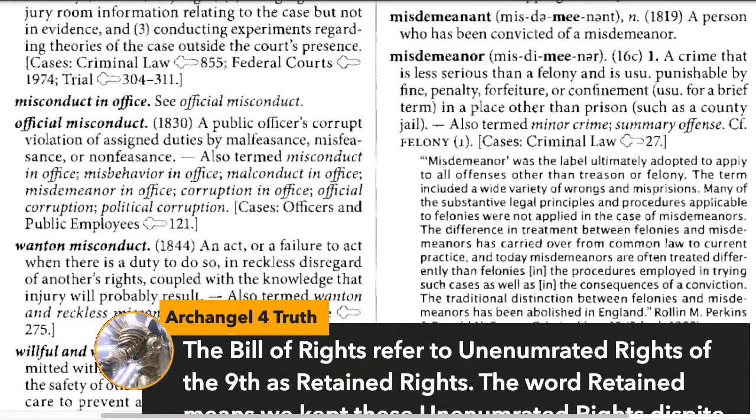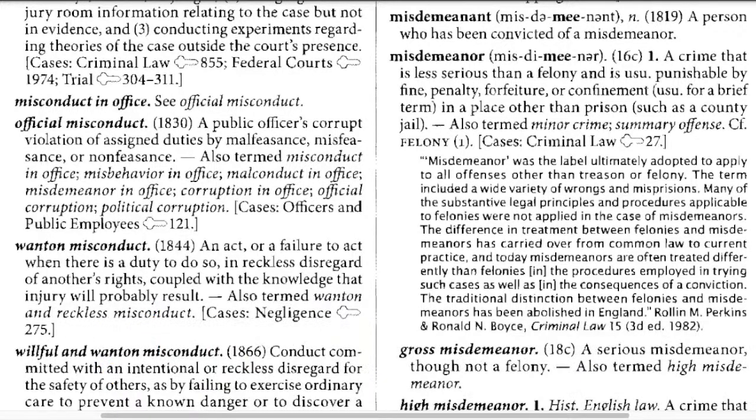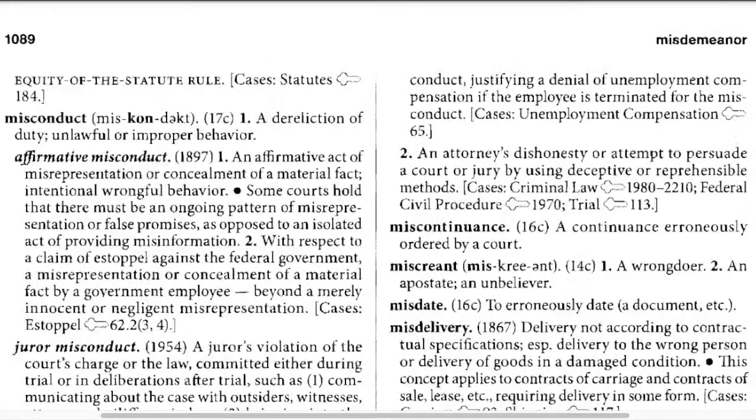Archangel is saying here that the Bill of Rights refers to the unenumerated rights of the Ninth as retained rights, right? The word retains means we keep these unless the enumerated rights despite the enumeration of the Constitution, right? But then that gets into a very convoluted argument or interpretation that we'll get into later. But right now I want to get the foundations of what we're talking about here.